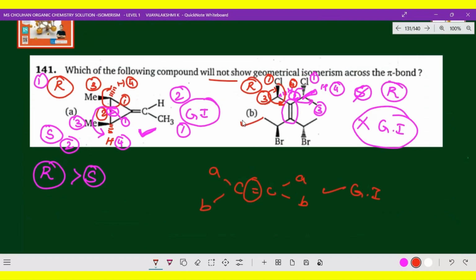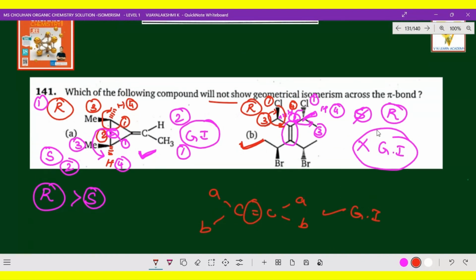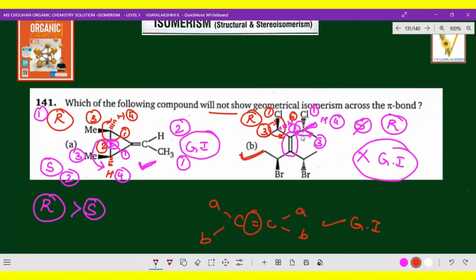Option B cannot show geometrical isomerism. That is the correct option. This cannot show geometrical isomerism. See, both are similar, R. So R means it will not show geometrical isomerism, whereas these three options can show geometrical isomerism.